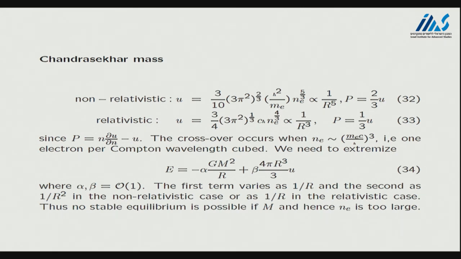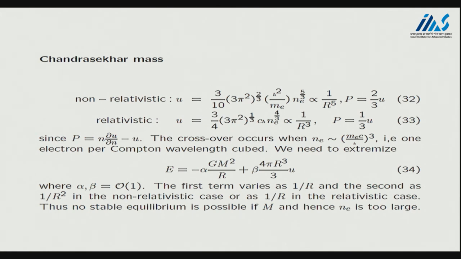The crossover occurs when the electron number density is 1 per Compton wavelength cubed. Can't really be anything else. Now, a star will extremize, but not minimize, this potential energy. This term is a fudge factor of order unity, and this is a fudge factor of order unity. This goes like m squared over r, and this goes like the volume times the energy density.